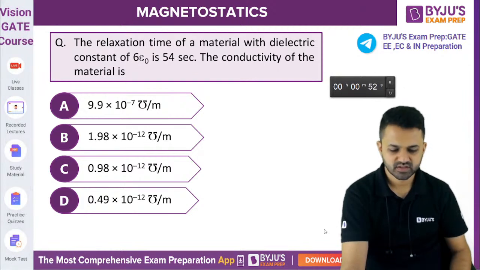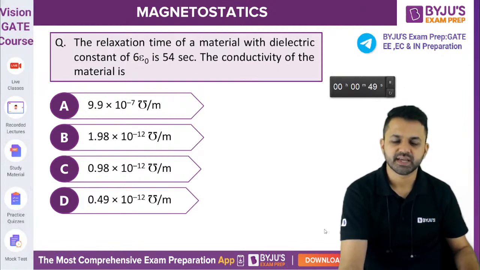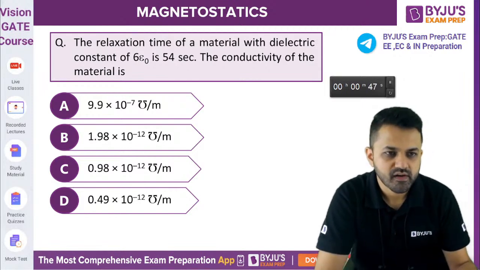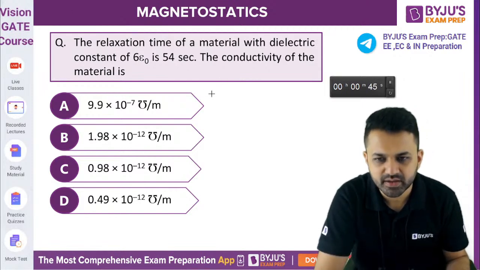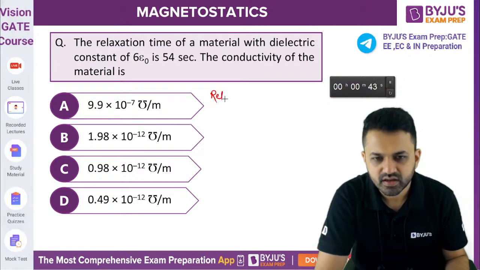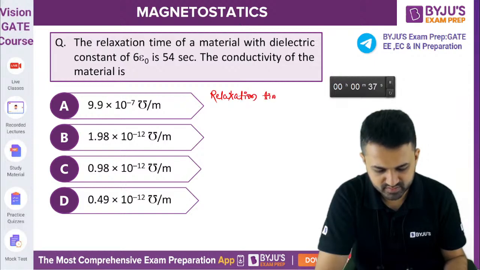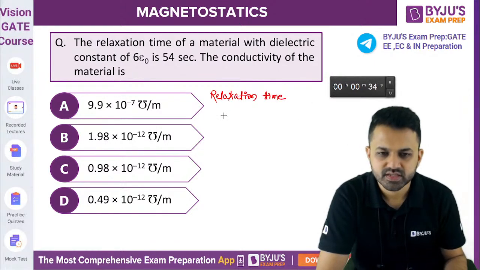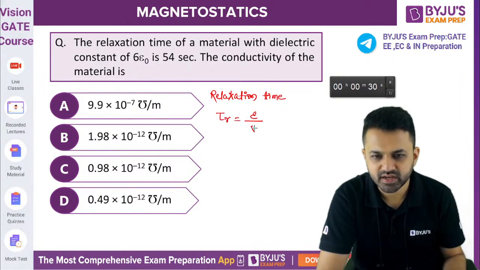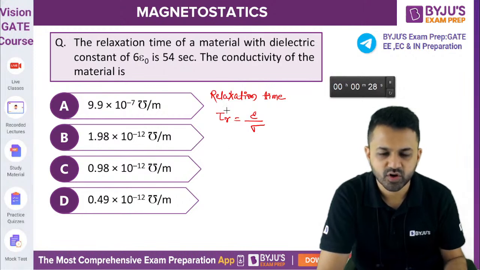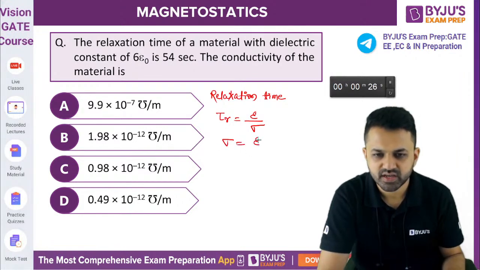No idea? No idea about the relaxation time? So the relaxation time tau r is epsilon upon sigma. Here we want to calculate the conductivity sigma. So sigma is epsilon upon tau r.